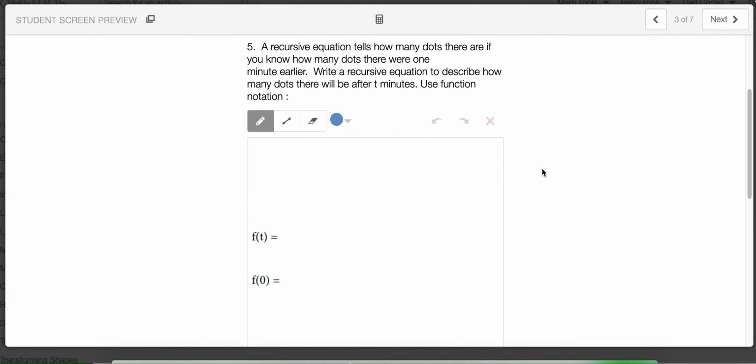For the recursive, we start to fall back on what this means. How many dots at 1 minute earlier is going to be a pivotal thing here. So we start at the very beginning. So whenever we think of recursive, think of starting at the beginning with the very first pattern.